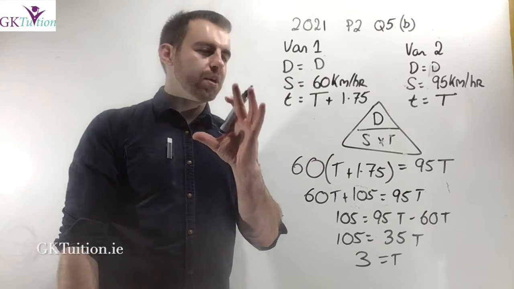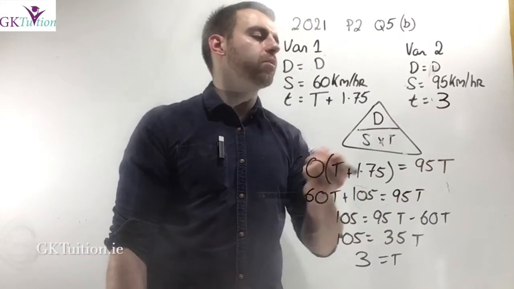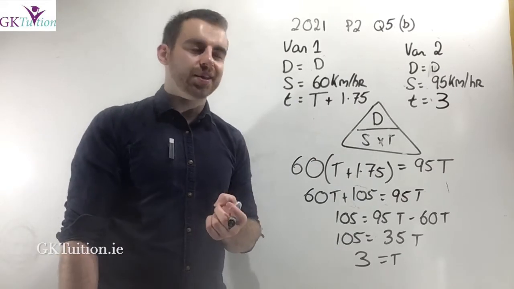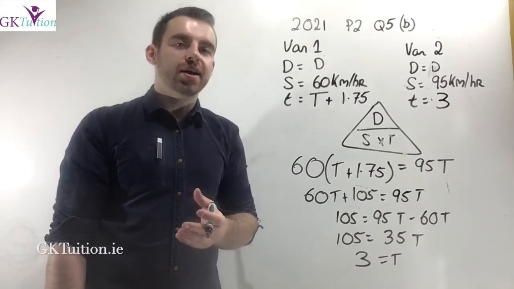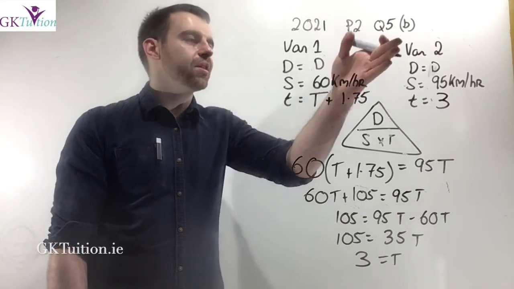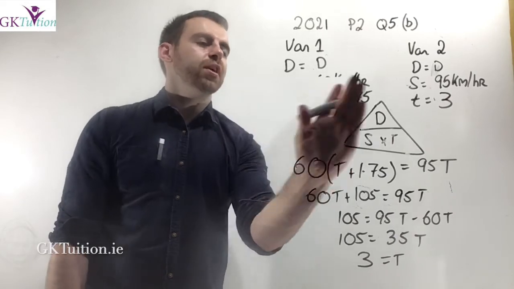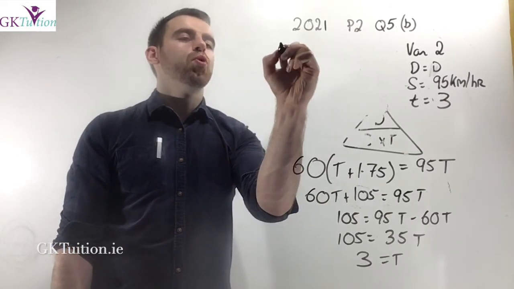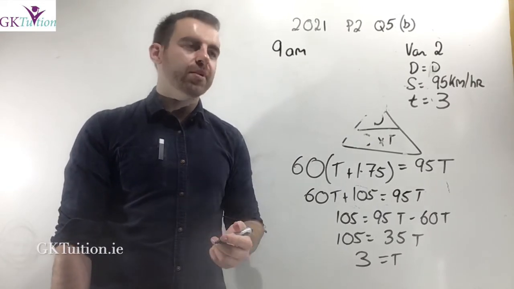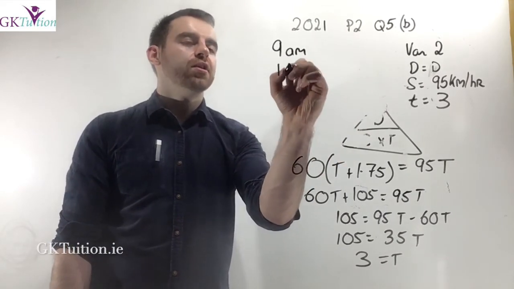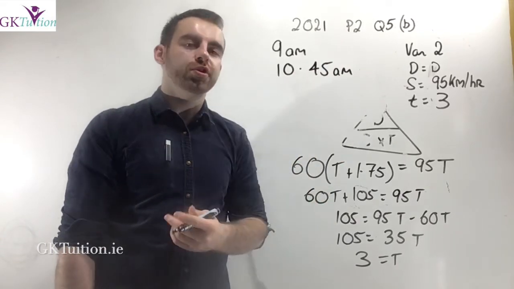Now, you just have to be a little bit cautious about your answer here. That means the length of time it took van number 2 to get to its destination is 3 hours. We know that van number 1 left at 9 a.m. So that means that van number 2 didn't leave until 10:45. So let's just consider this. Van number 1 left at 9 a.m. 1 hour and 45 minutes later, van number 2 left. So van number 2 obviously left at 10:45 or a quarter to 11.